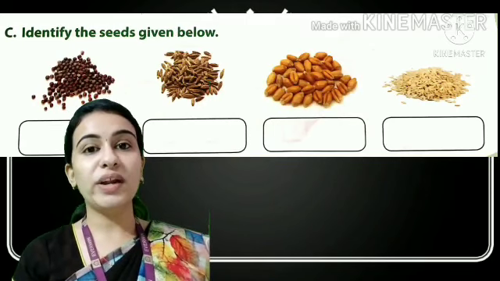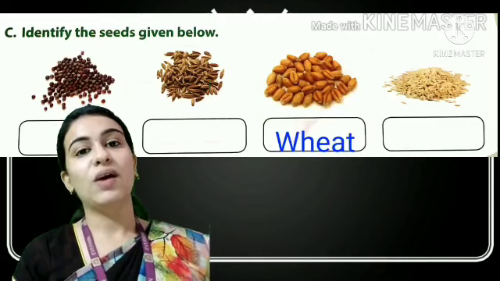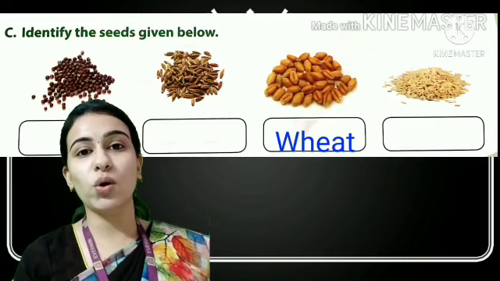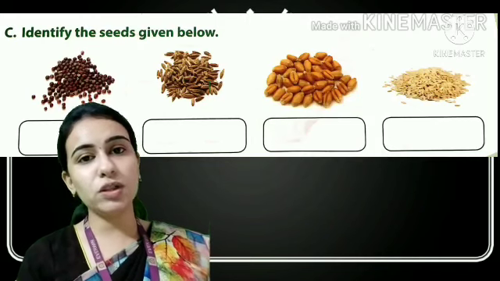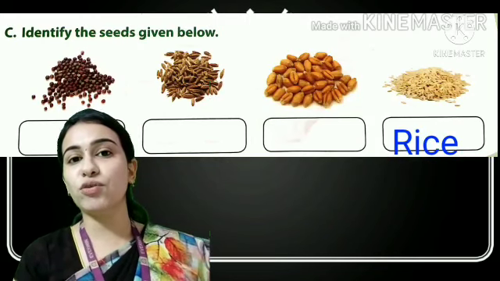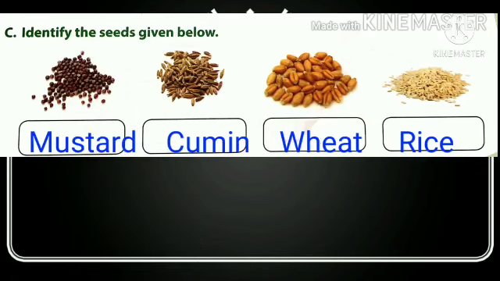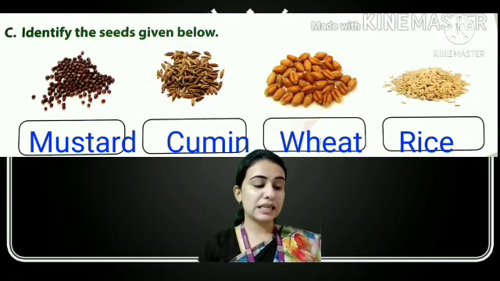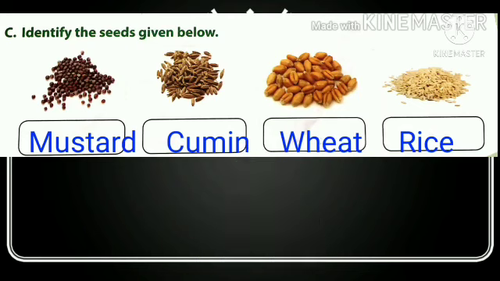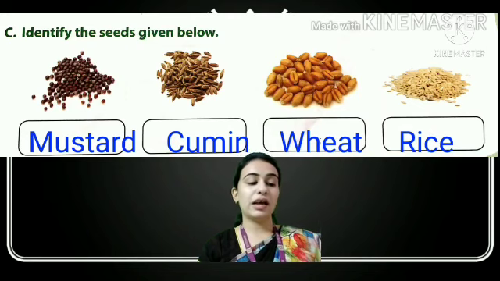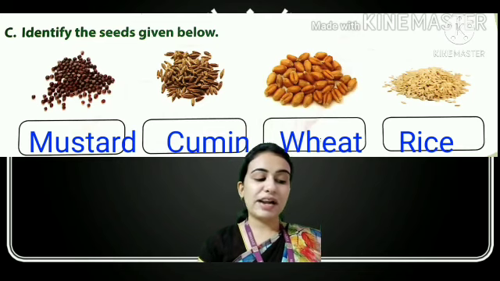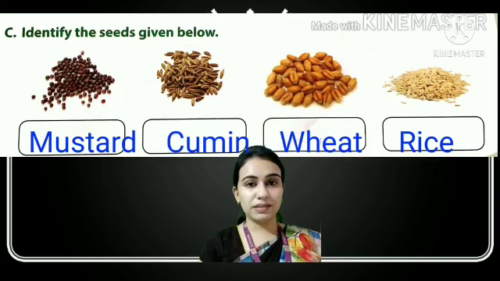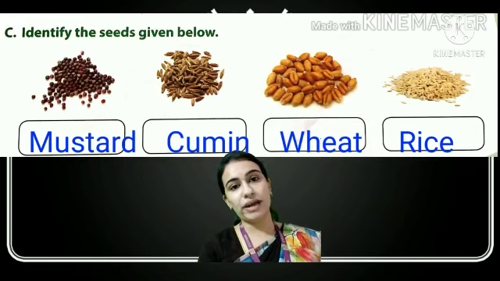Then third, you'll eat chapati, right? From where do you get chapati? Only from wheat. So wheat is also a seed. So the third picture is wheat. Fourth picture, what is that? Commonly we eat it, right? Rice. So the first picture is mustard, second is cumin seeds, third is wheat, and fourth is rice.